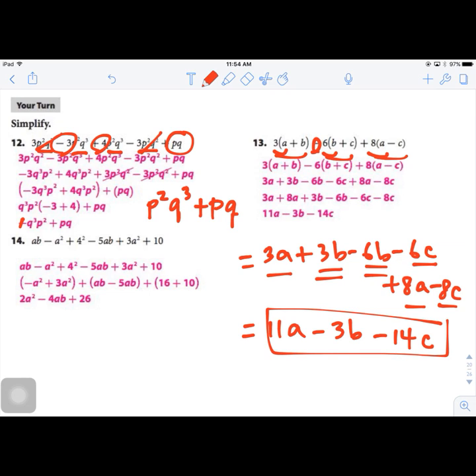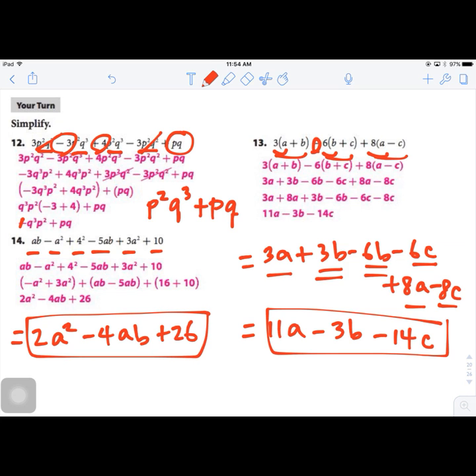Number 14, again, taking a look at the like terms, we have 3a squared minus a squared. That will give us 2a squared. And then we have ab combined with negative 5ab. That will give us a negative 4ab. And then we have 4 squared, which is 16. 16 plus 10 would give us 26. And that would be the final answer here.